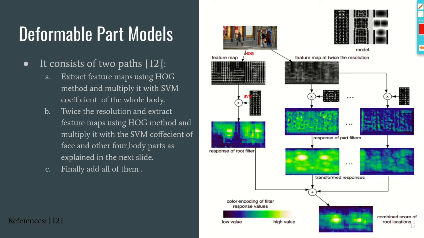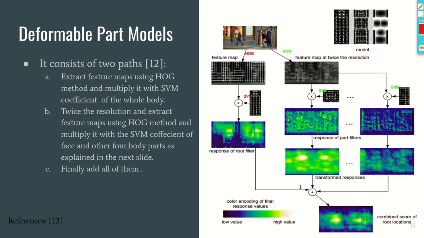So we have the image, and we will double the resolution, and then again extract the feature maps using HOG. But here we will not multiply by the SVM coefficients of the whole body. Instead, we will multiply with the SVM coefficients of, for example, the head, which is this part, and then the right part, and then the left part, and then this part, and then the legs.